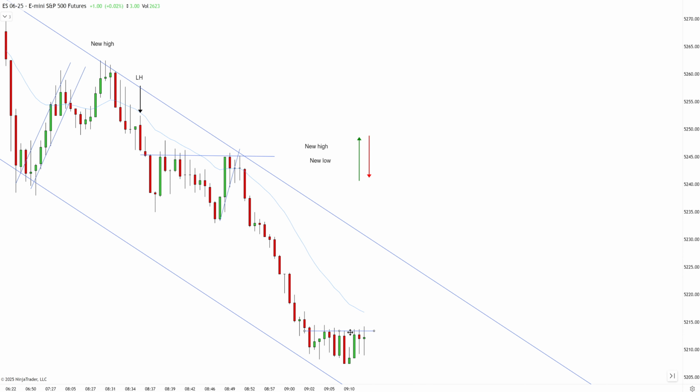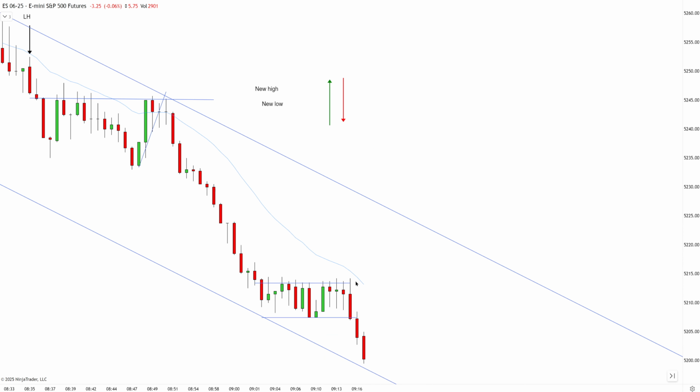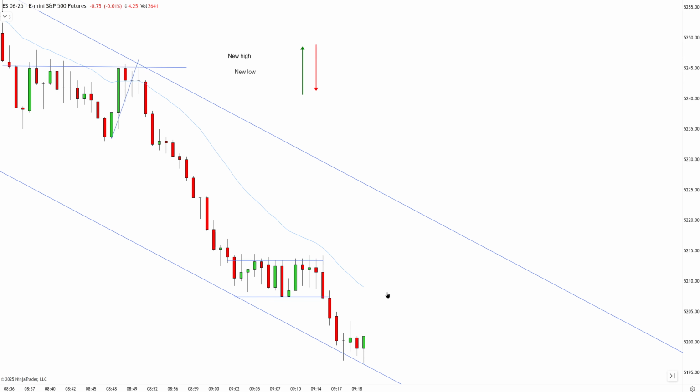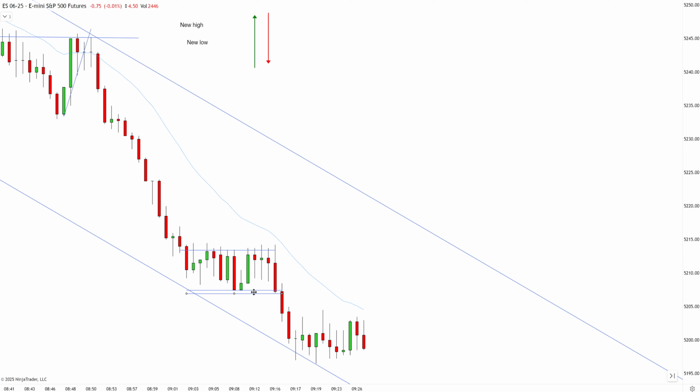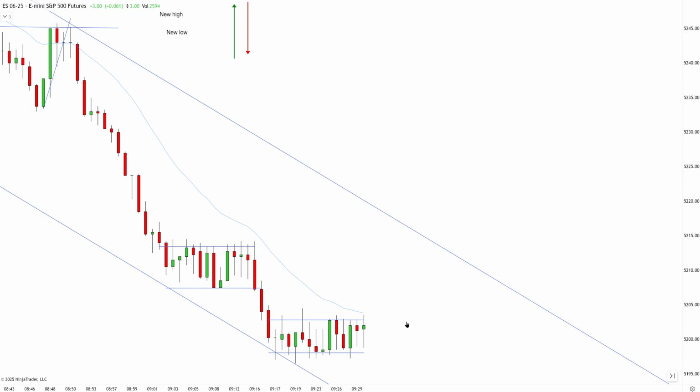Okay, the market is going sideways, but we're so far from the EMA, so I'm just waiting here. Once again, we're going sideways here. I have to redraw another congestion. So part of trading is being patient. These are the areas where I'm being patient.